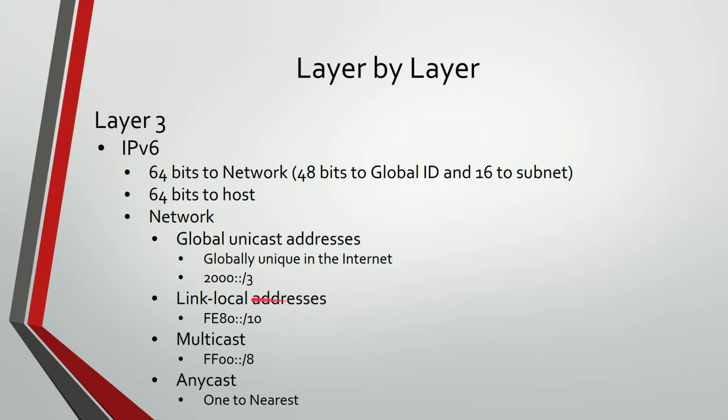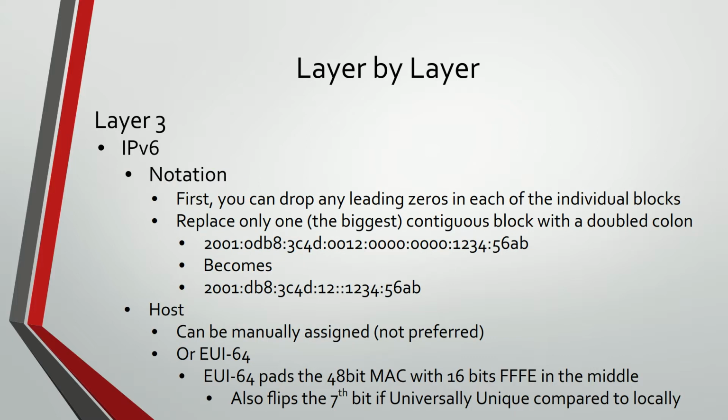Anything starting with FE80 is going to be a link local address. Anything starting with FF00 will be a multicast address, and anycast as well. There's a way in IPv6 to share addresses essentially. So, all right, notation.